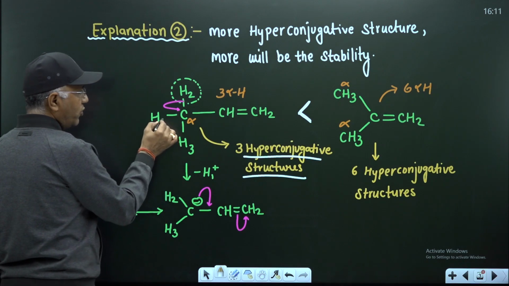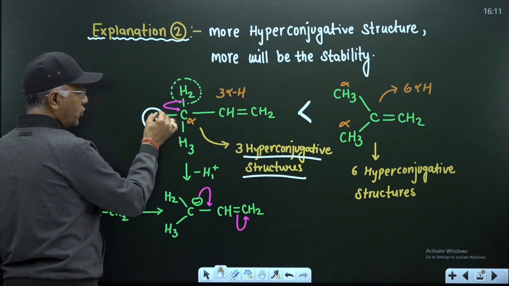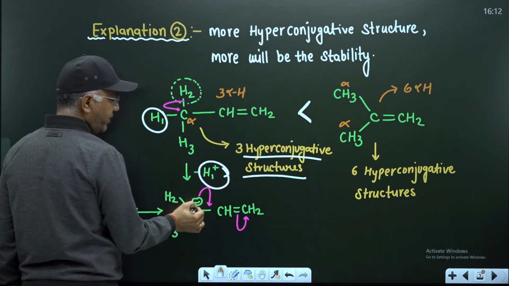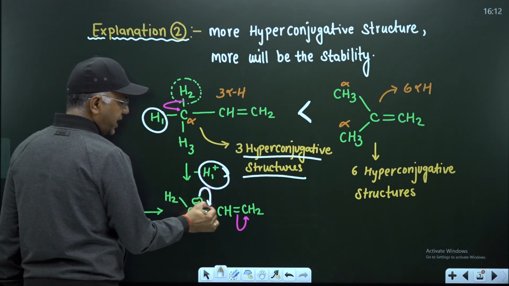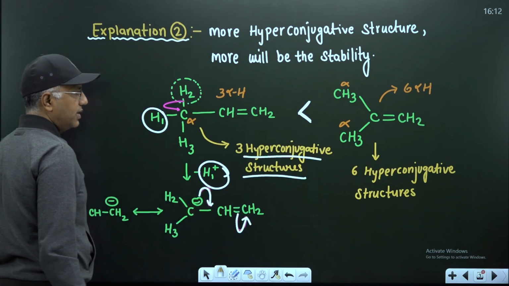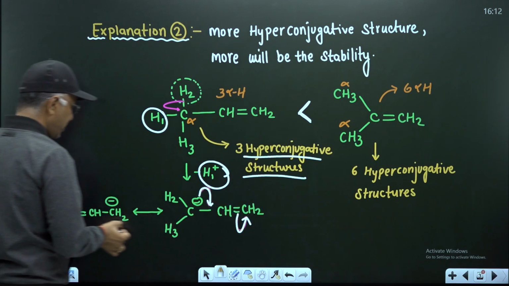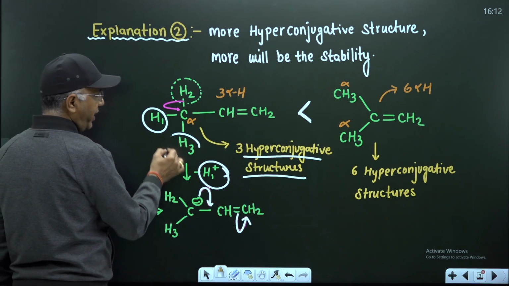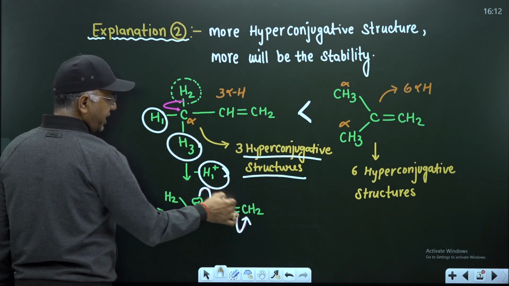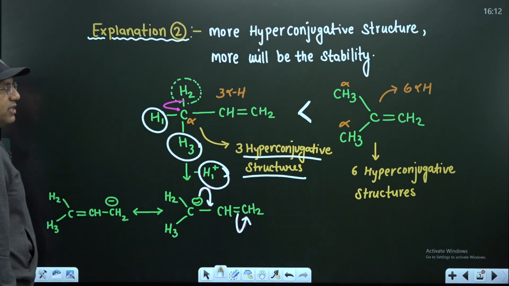First of all, we will remove the H in the form of a proton. The proton will be removed. There will be a negative charge. Now, this is a hyperconjugating structure. Similarly, I will remove H2. There will be a negative charge. Again, this is a hyperconjugating structure. Similarly, I will remove H3. There will be a negative charge. Again, this is a hyperconjugating structure.